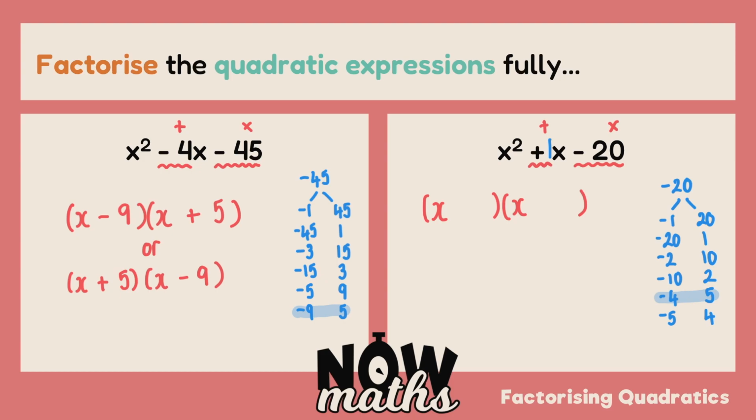So in the ends of our brackets, we have negative 4 in one and positive 5 in the other. And this is our fully factorised quadratic. And similar to previous questions, we could write this the other way round. So x add 5 first and x subtract 4 second. And either answer would be correct.